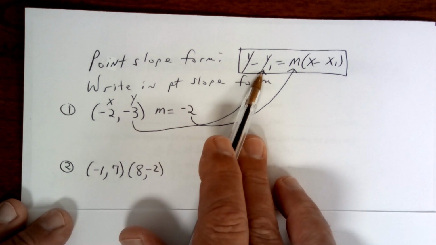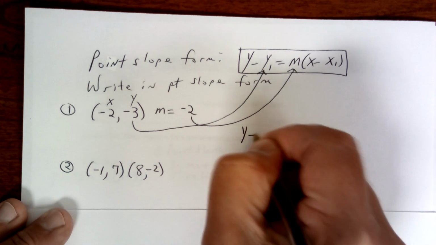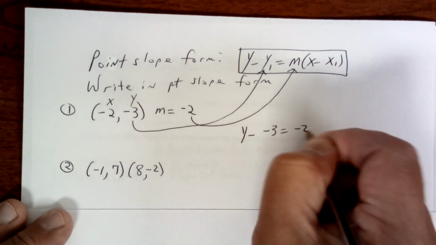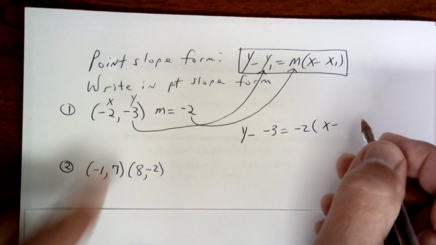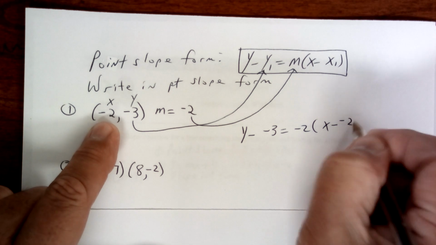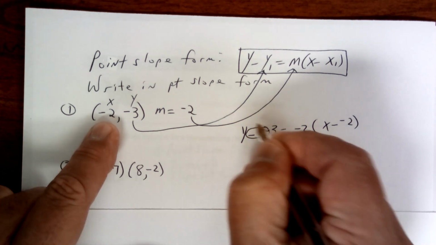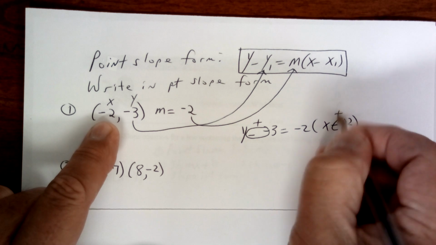So it's going to be Y minus a negative 3 equals the slope, and then x minus the x. This is a double negative, so you can clean that up and put a positive. That is called point slope formula.